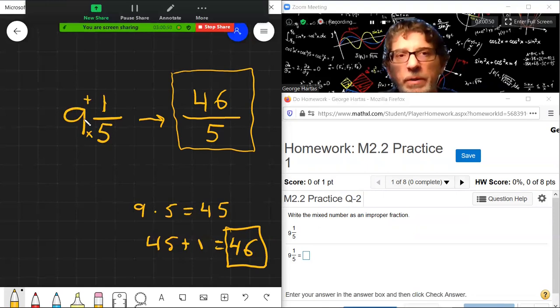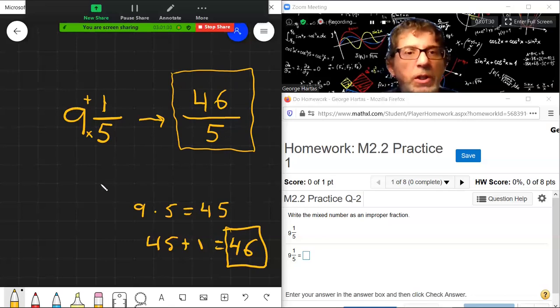Step number 1, multiply this way. 9 times 5 is 45. Then keep that in your head. 45 plus whatever's here. In this case, it's 1. 45 plus 1 is 46. So the answer to this multiplication and addition goes on top. 46 goes in the numerator. And then the denominator stays the same.